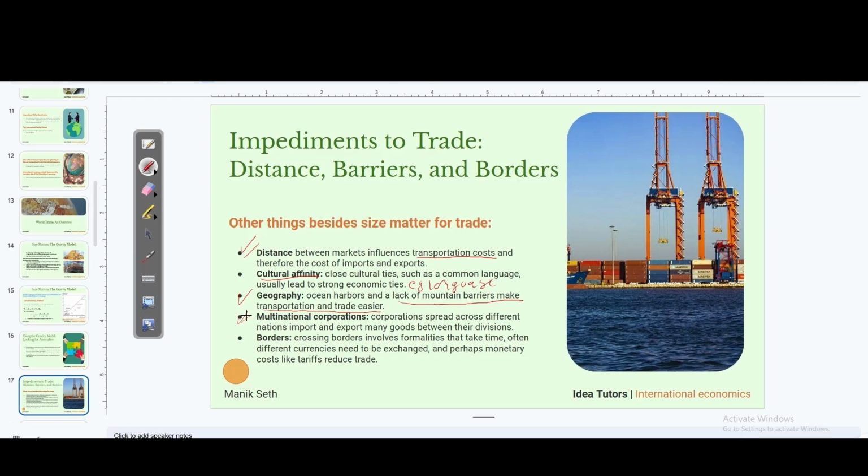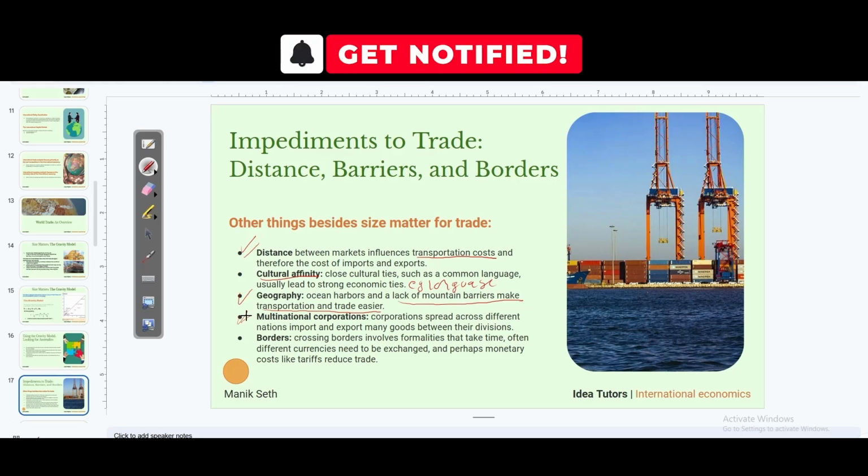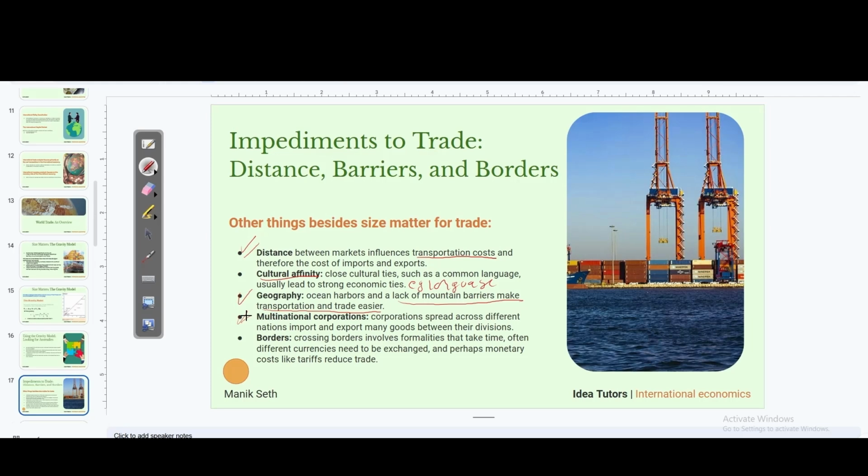Then we have multinational corporations. The presence of multinational corporations is another important factor. These global companies operate divisions across multiple countries. Frequently, they import and export goods between their various operations, creating substantial trade flows between the countries.